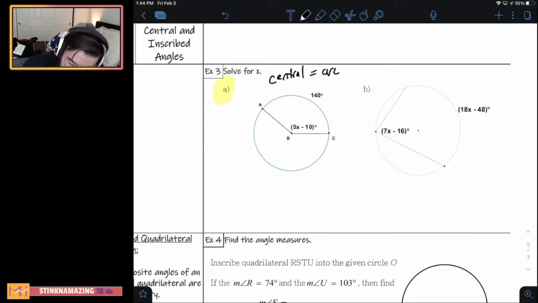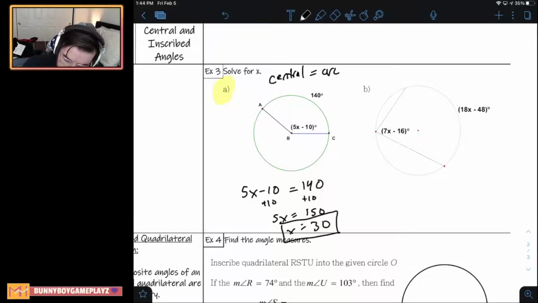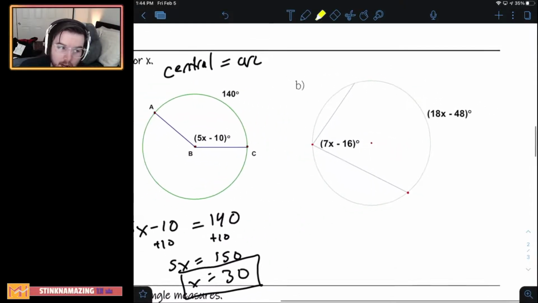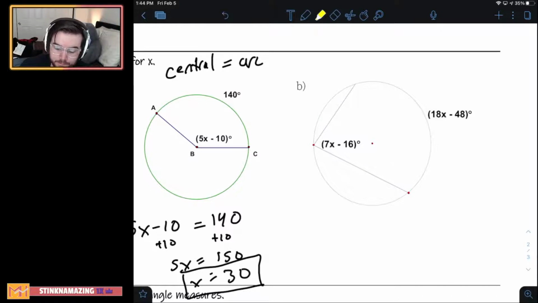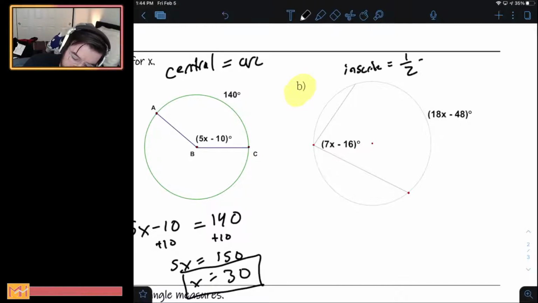So if we solve this, 5x minus 10 is equal to the arc of 140. Add the 10, you get 150. Divide by 5, you get 30. X is 30. Here's another question. Is this a central or inscribed angle? You should have said inscribed. And inscribed is equal to half the arc.